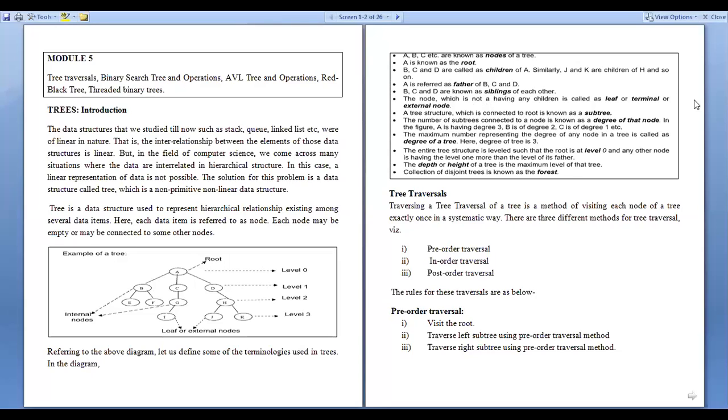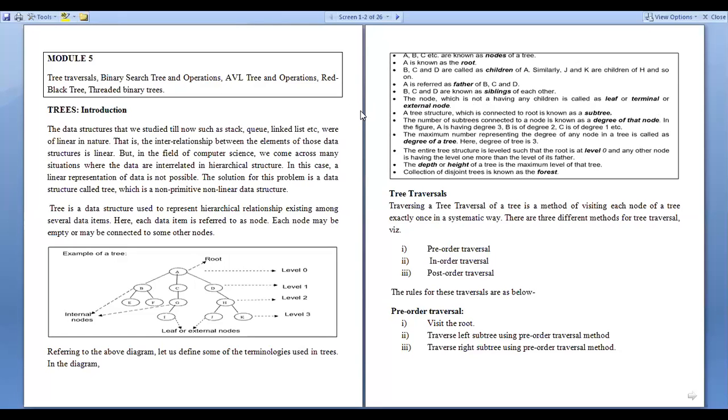Why do we need rotation? Can anyone justify? What is the purpose of rotation? Balancing the search tree. Exactly. Very good. We have to balance the binary search tree, right? So if we balance the binary search tree, that binary search tree will become what? AVL. Exactly. A balanced binary search tree is nothing but an AVL tree, right?